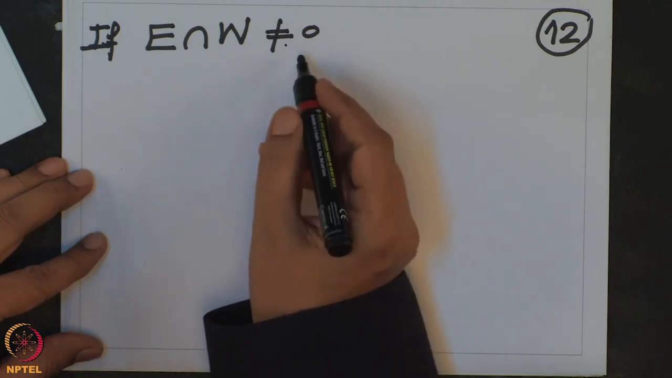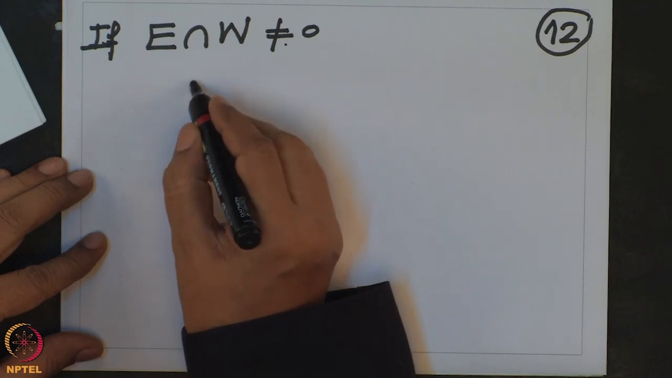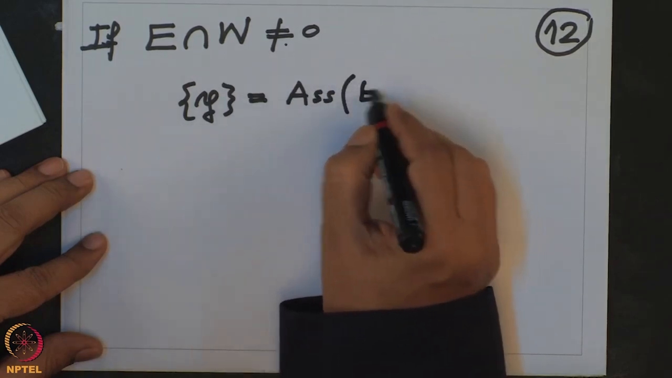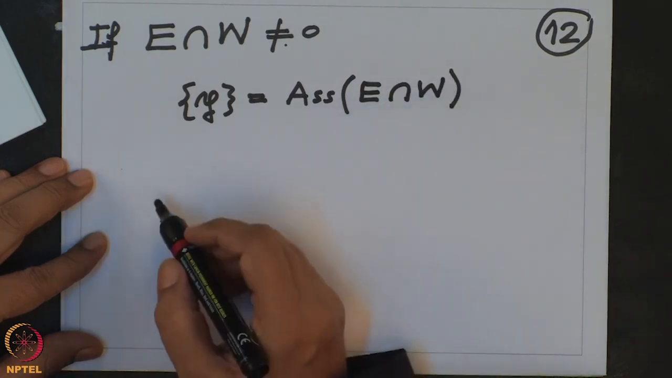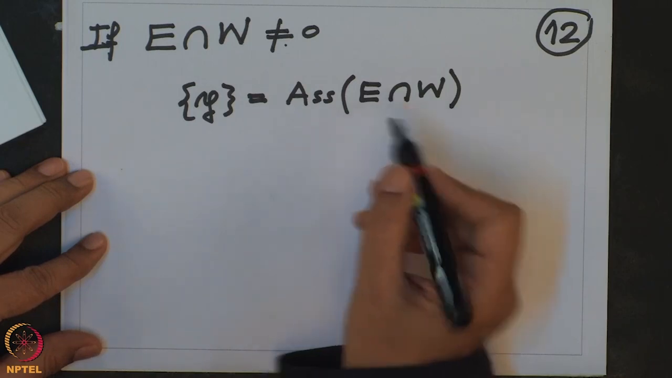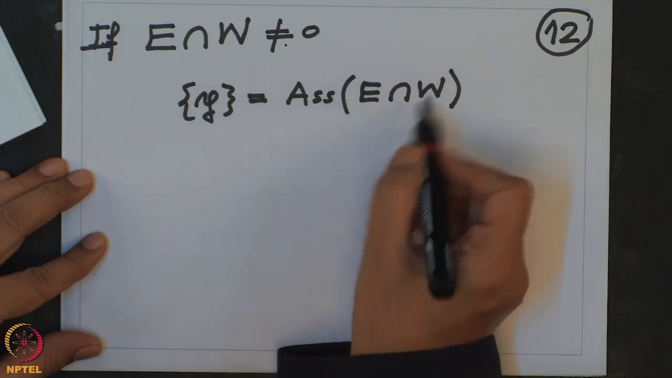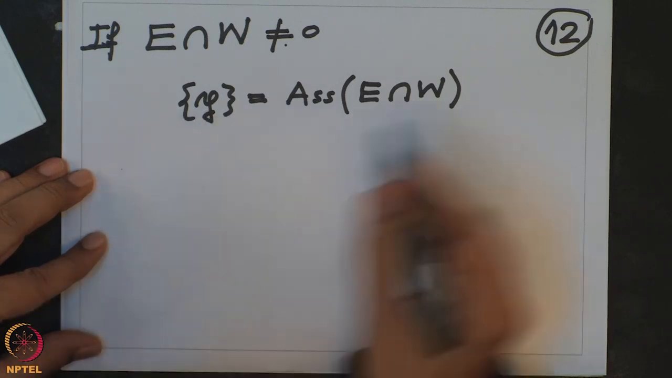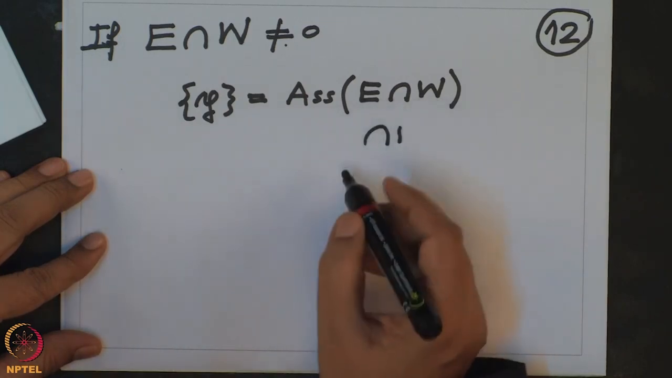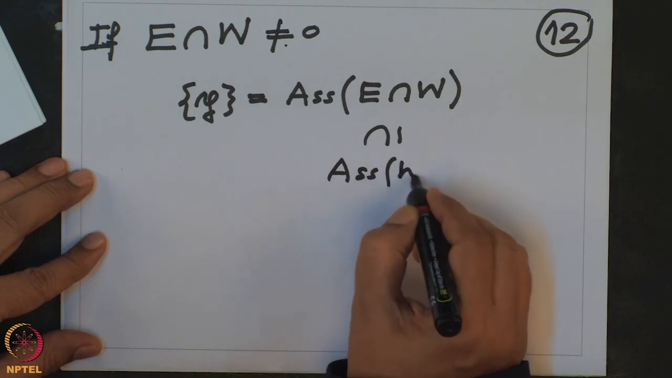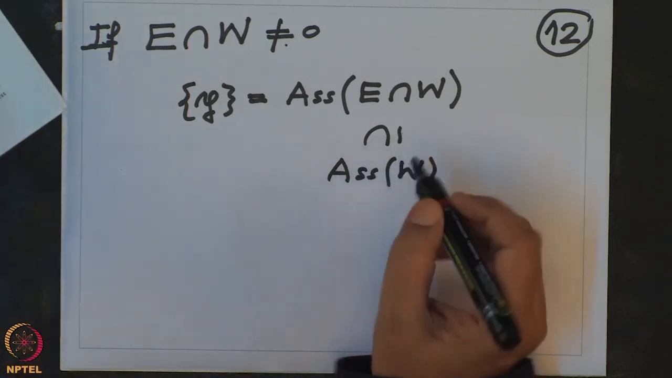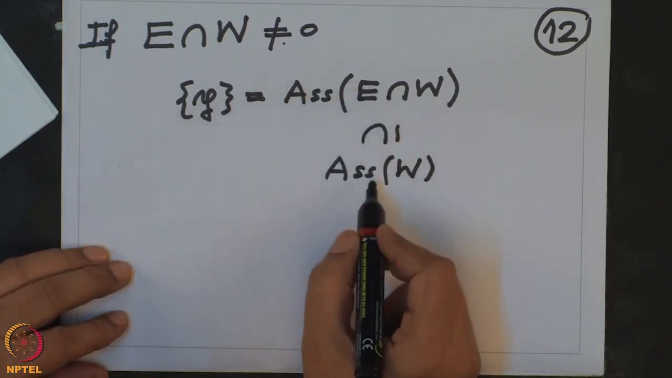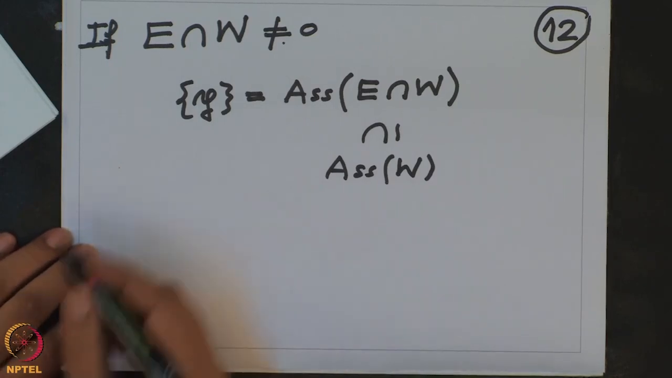So, if this is non-zero, then P is the only associated prime of E intersection W. This is because we have just proved that this is a module whose associated prime set is only the singleton P, and because this is a submodule of V, it is contained in the associated prime ideals of W. This inclusion we already have proved. So in this case we proved that P is contained in the associated prime ideals of W.